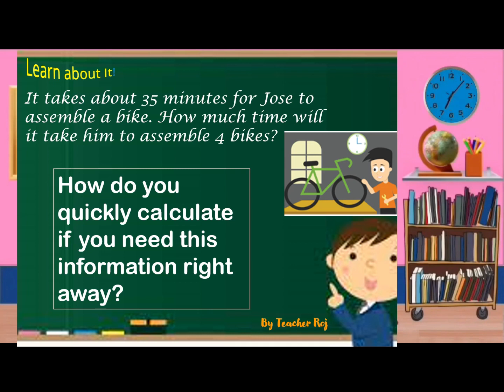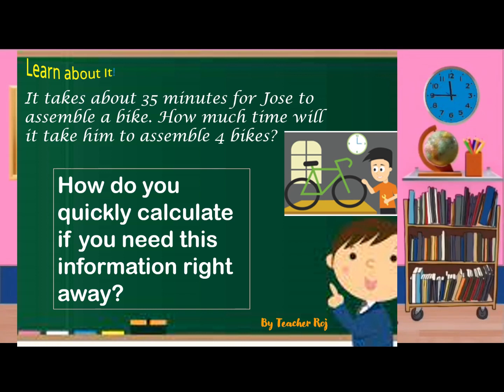Now let's have this problem and let's start. It takes about 35 minutes for Jose to assemble a bike. How much time will it take him to assemble 4 bikes? The question for this problem: how do you quickly calculate if you need this information right away? Hindi naman pwedeng laging may dala kang ballpen, may dala kang paper, tapos isolve mo pa. So, to do this quickly and calculate the needed information right away is to solve the problem mentally.